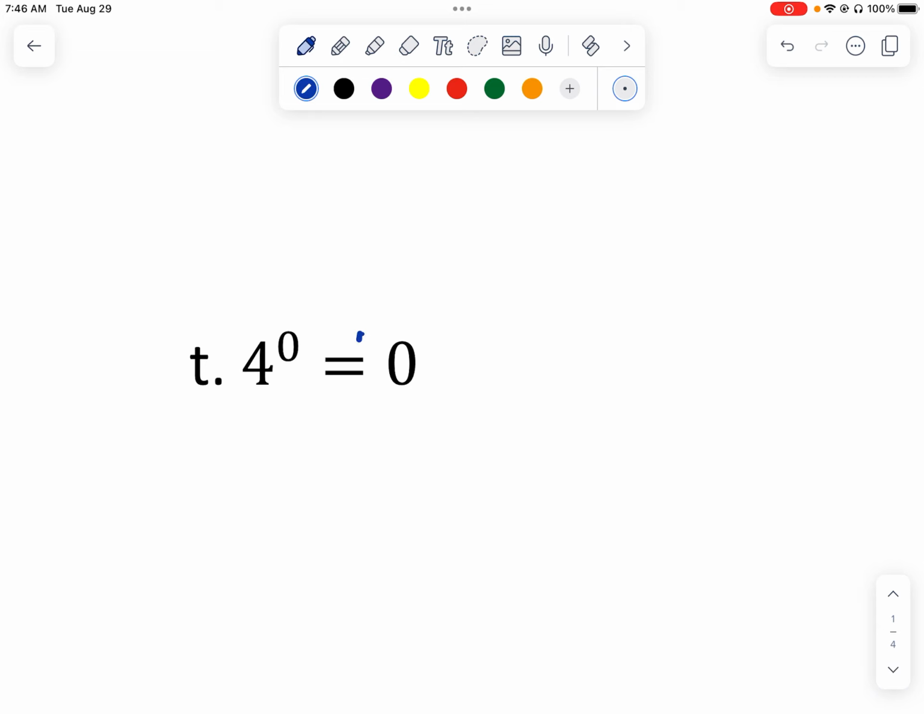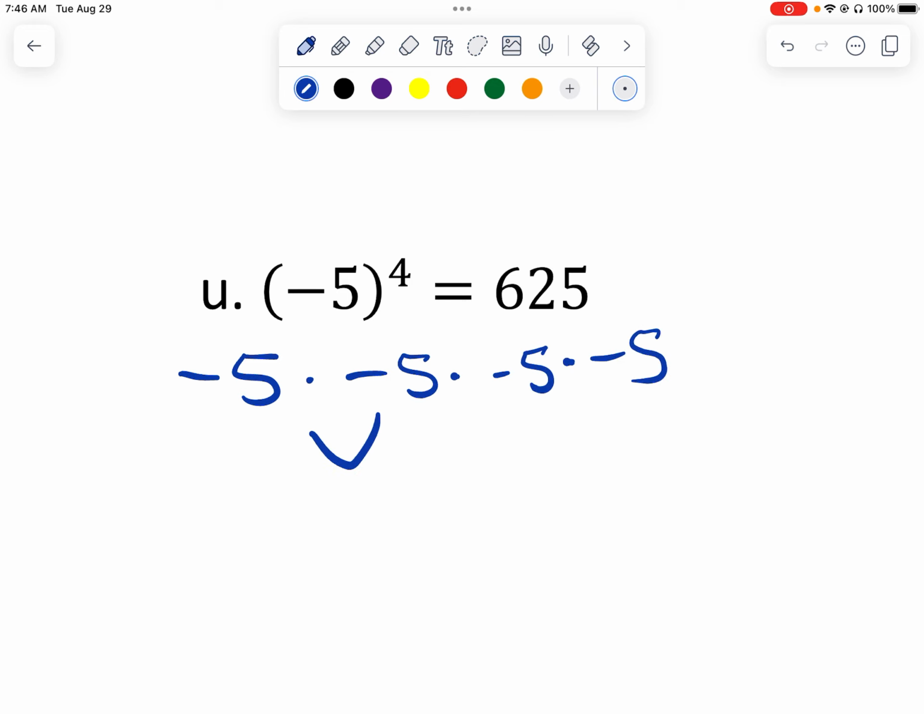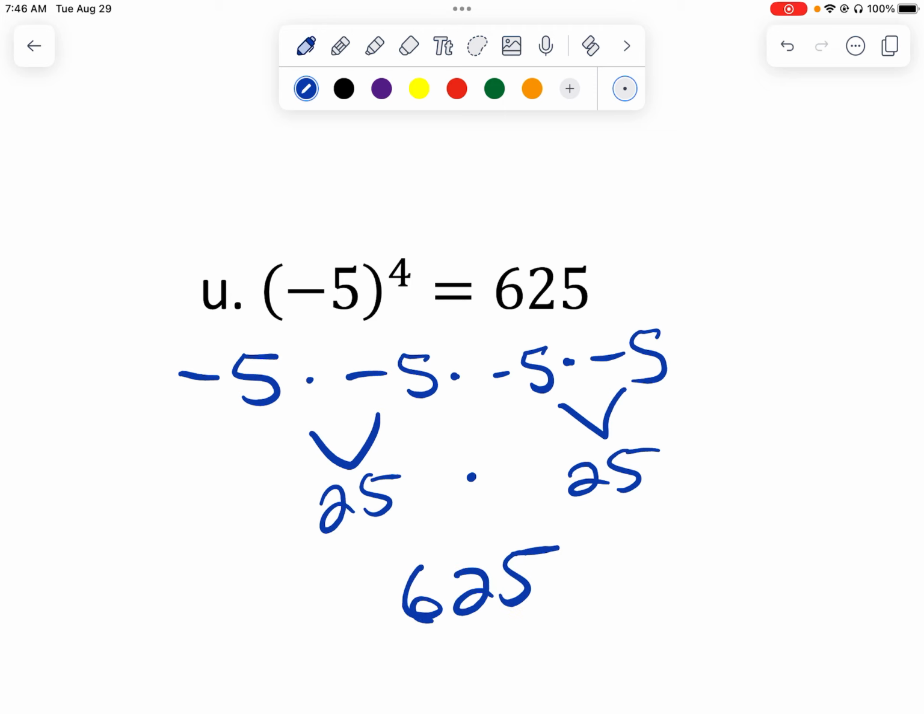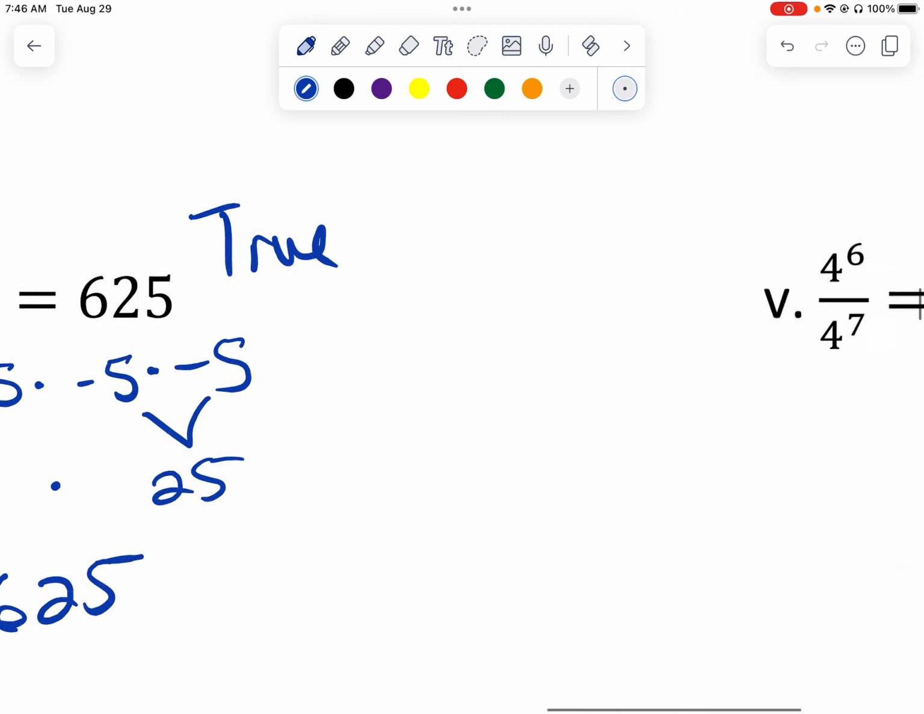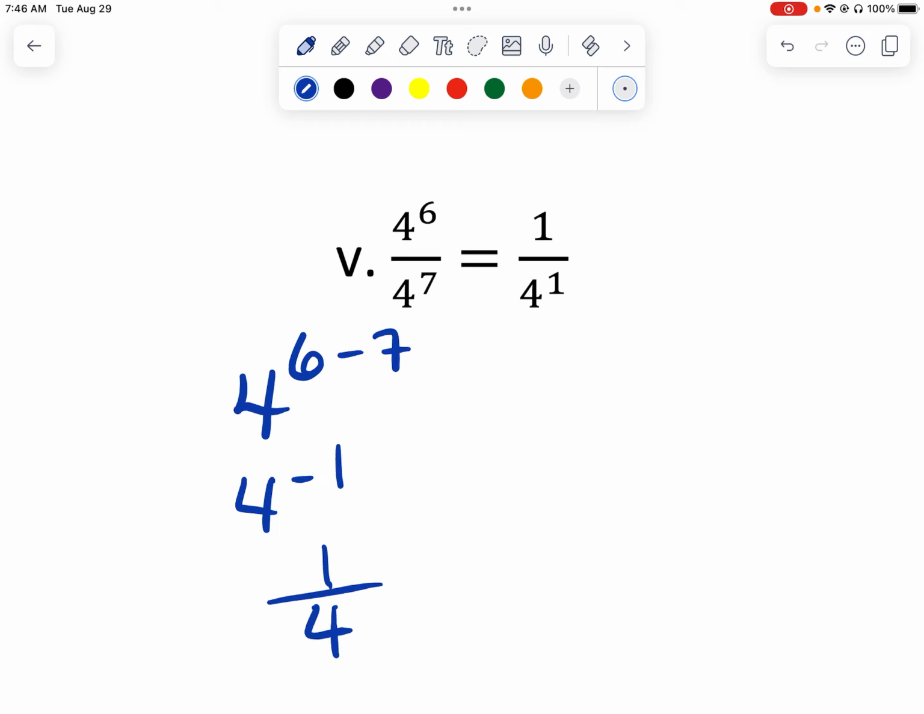This one, anything raised to the 0 power is 1, except for 0. That is a false statement. This one right here, -5 times -5 times -5 times -5. This would get me 25 times 25, which is 625. So this was a true statement. This one, I write down my base, I subtract my exponents, I get 4 to the -1, which is 1 over 4 to the first. So this was a true statement.